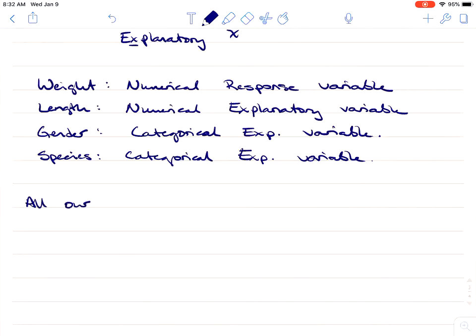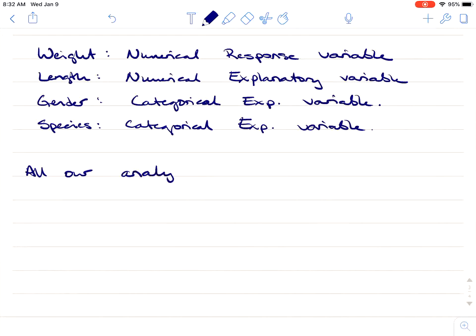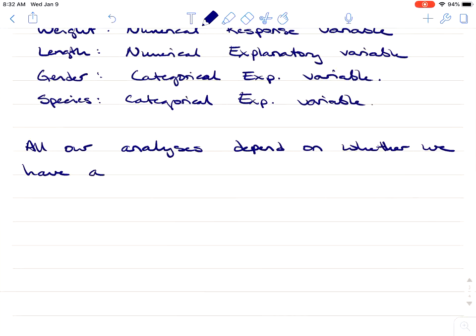I'll make a note here. All our analyses depend on whether we have a numerical or a categorical variable. So we'll let that simmer for a little bit.